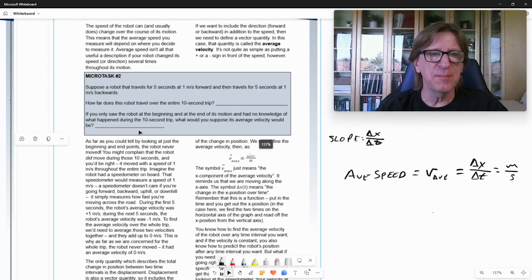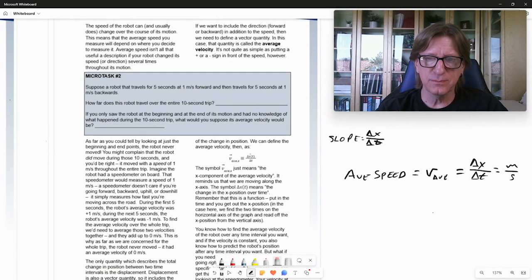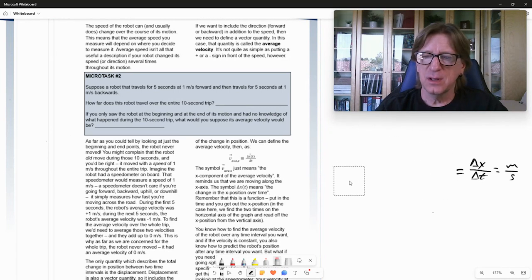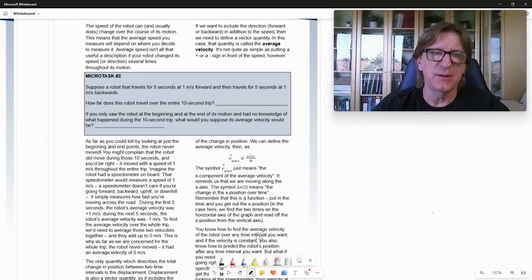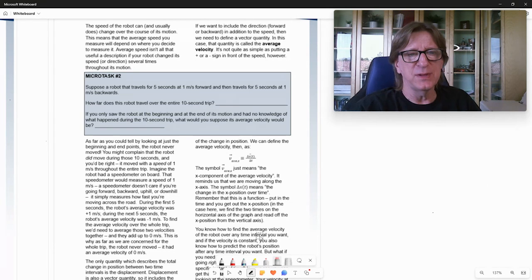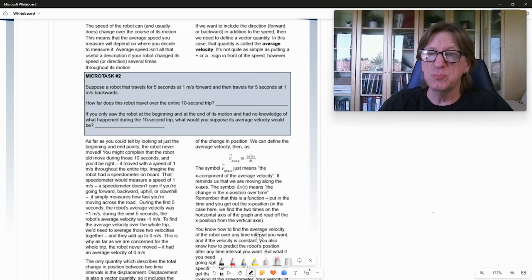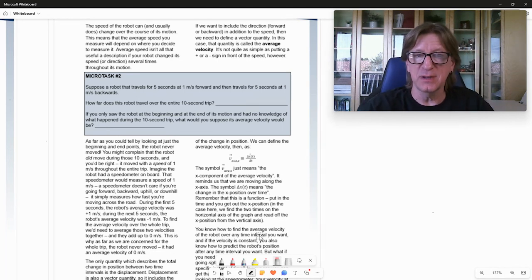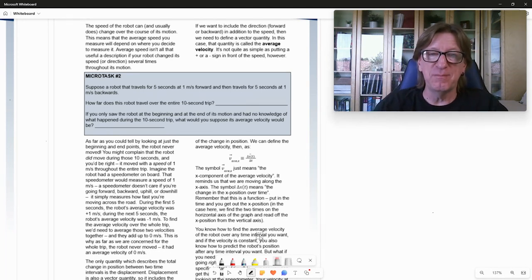Okay, so looking at microtask two then, here's one where I want you to pause the video and think about it. So suppose I have a robot that travels for 5 seconds, moving at 1 meter every second. That's what 1 meter per second means. So it moves 5 seconds at 1 meter per second, then it travels backwards for 5 seconds at 1 meter per second. So first question is, how far does the robot travel over the entire 10 second trip?